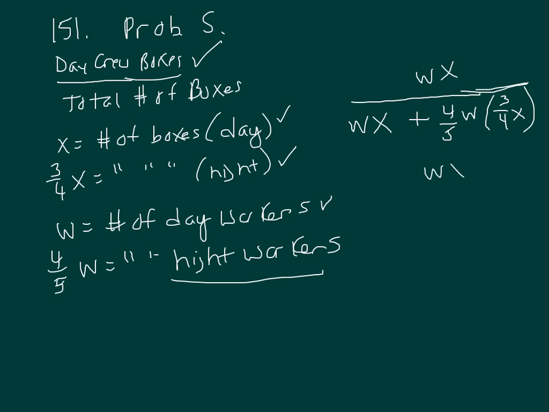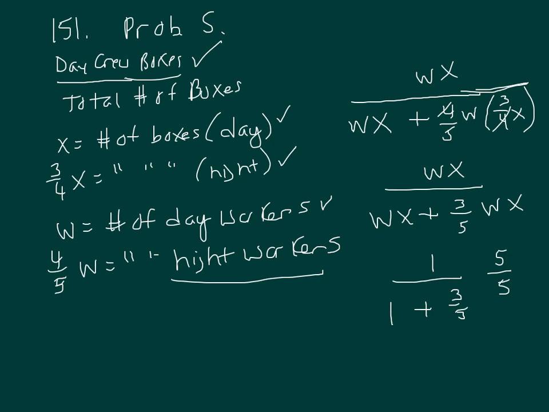So I've got WX over WX plus, the 4's cancel, and you're left with 3/5 WX. Now let's divide every term by WX, and that leaves me a 1 over 1 plus 3/5. Now let's multiply top and bottom by 5 because I've got this complex fraction with a 5 right there. So 1 times 5 is 5 in the numerator. In the denominator, I've got 5 times 1, which is 5, plus 5 times 3/5. The 5's cancel and you're left with a 3. So my answer is 5/8.